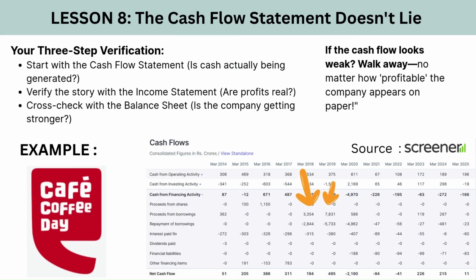Your 3-step verification. Start with the cash flow statement. Is cash actually being generated? Verify the story with the income statement. Are profits real? Cross-check with the balance sheet. Is the company getting stronger? If the cash flow looks weak, walk away, no matter how profitable the company appears on paper.